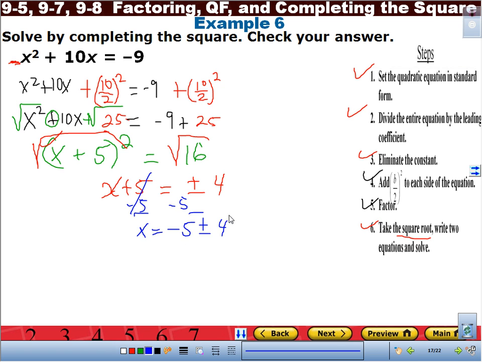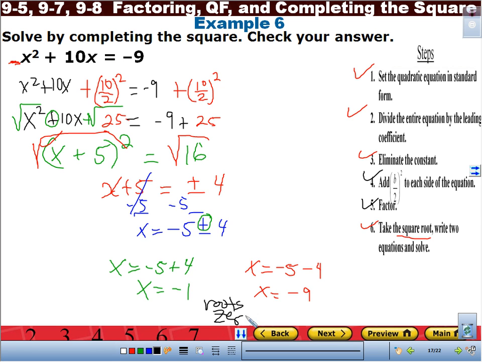Do we have a radical at the end? No, so therefore we write two equations, one for my positive and one for my negative. So I'm going to start with the positive one. X equals minus 5 plus 4, and my negative is x equals minus 5 minus 4. So what is this root? Negative 1. What is the other root? X equals negative 9. Those are my roots or my zeros.